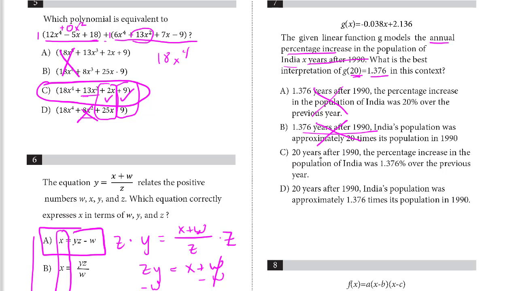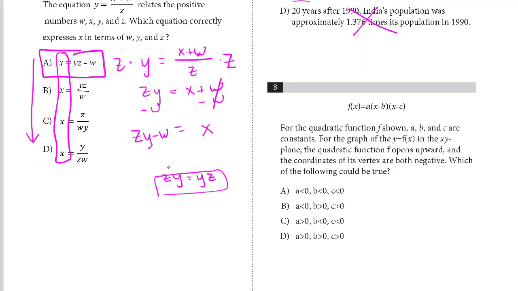20 years after 1990, this looks good, C so far. The percentage increase in the population of India, that's exactly what g models, as defined above, was 1.376% over the previous year. That is, per year or annual. This is correct. C is the right answer for number 7. Let's just check D. 20 years after 1990, India's population was approximately 1.376 times the population in 1990. No, again, that's also a misunderstanding of the function itself. It is a percentage, an annual percentage increase in population.